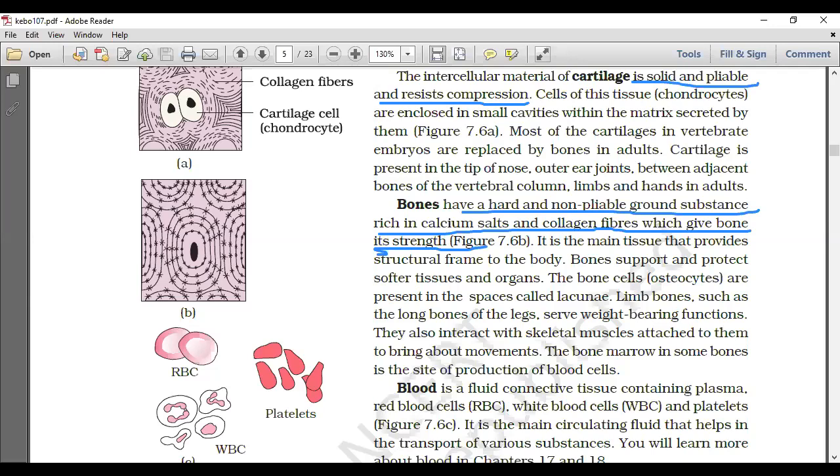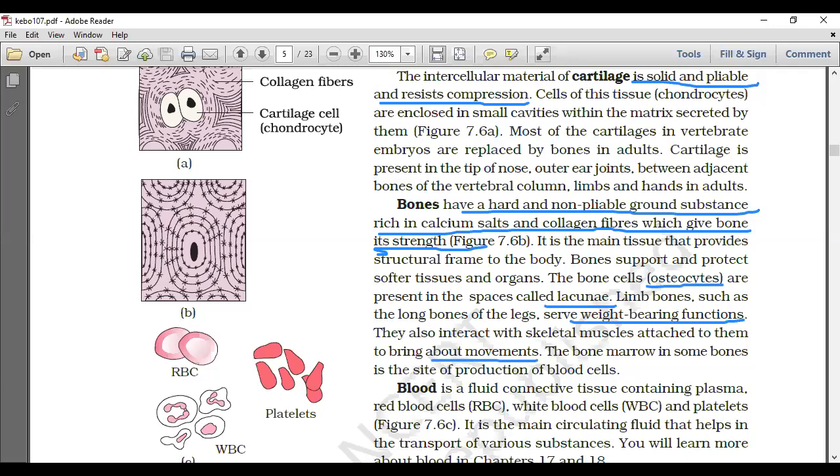The bone cells, which we call osteocytes, are present in the spaces called lacunae. Limb bones, such as the long bones of the legs, serve a weight-bearing function. They also interact with the skeletal muscles attached to them to bring about movements.